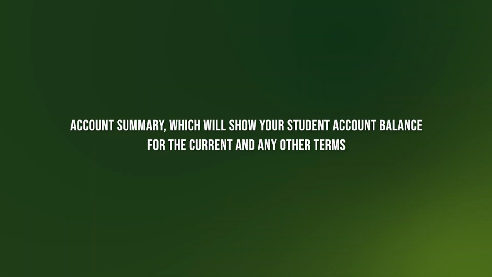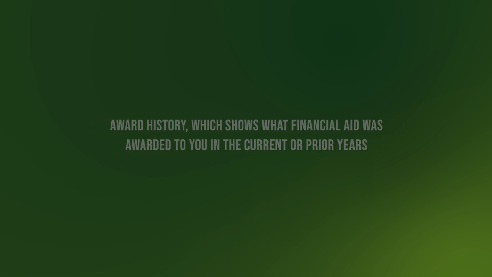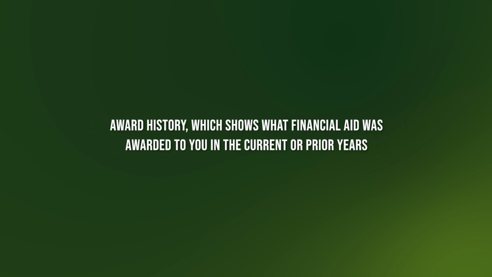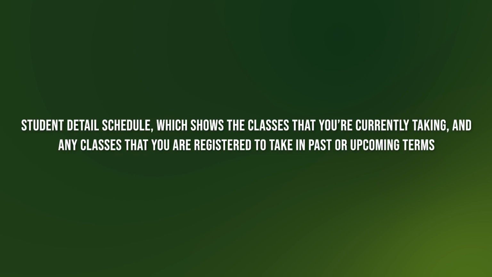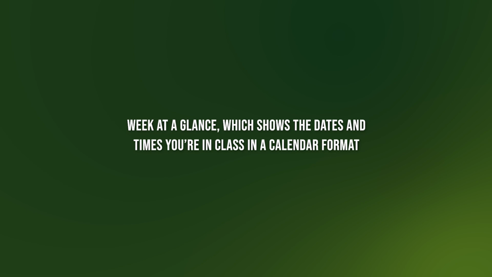You will see many options for what your proxy can see, including account summary, which will show your student account balance for the current and any other terms. Award package, which outlines what financial aid has been awarded to you for the current or former aid year. Award history, which shows what financial aid was awarded to you in the current or prior years. Student detail schedule, which shows the classes that you're currently taking and any classes that you are registered to take in past or upcoming terms. Week at a glance, which shows the dates and times you're in class in a calendar format.